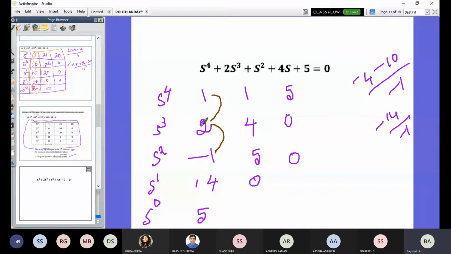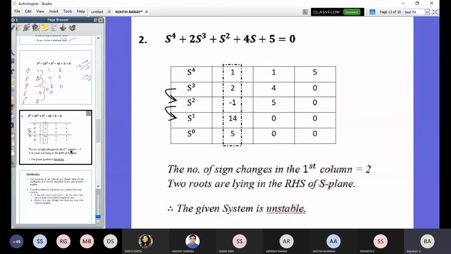Okay, so first root there is no sign change, second root here one sign change, here negative to positive again one more sign change, here to here there is no sign change. Totally 2 sign changes are predicted. So there are 2 roots located in the right half of the S plane, 2 roots are located in the left half of the S plane. So the system is unstable. You can see their answers. We have the same answer.